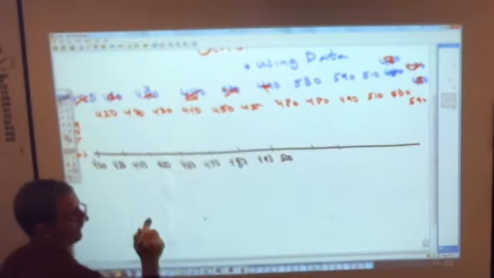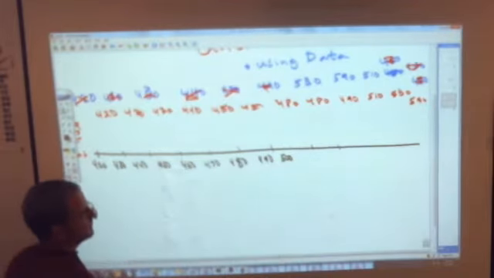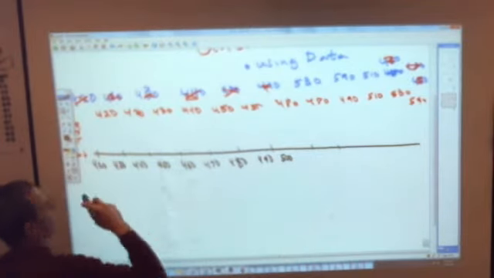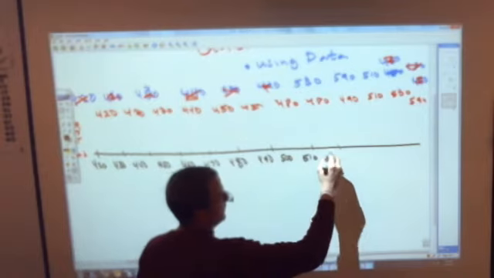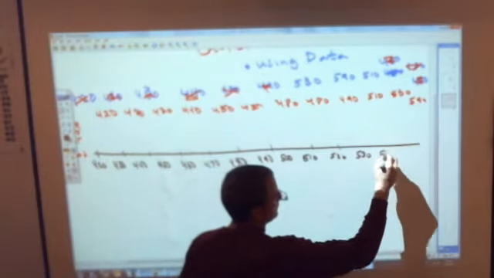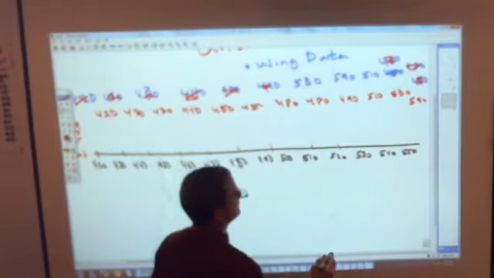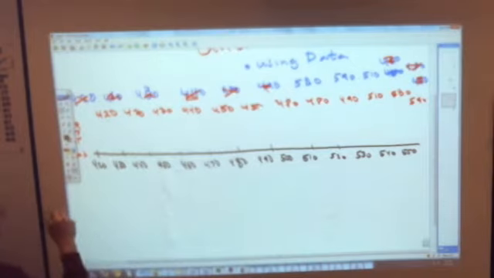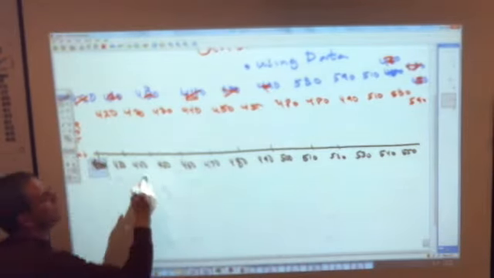Unfortunately, that doesn't really help my cause with the dashes. I'll forget about the dashes, we'll just keep going. So I got 510, 520, 530, 540, 550. Am I still going to run out of room?